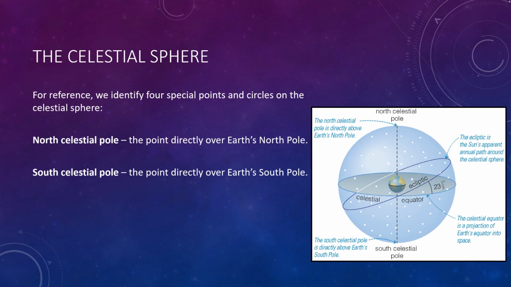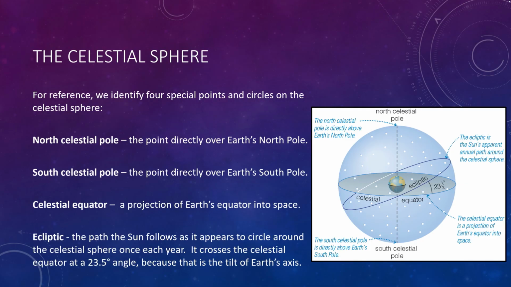south one as well. Now imagine a plane passing through Earth's equator that extends outward until it intersects the celestial sphere. The intersection of this plane with the celestial sphere is called the celestial equator. So in other words, it's just a projection of Earth's equator into space. Imagine a line actually painted on the Earth and extending it outward.